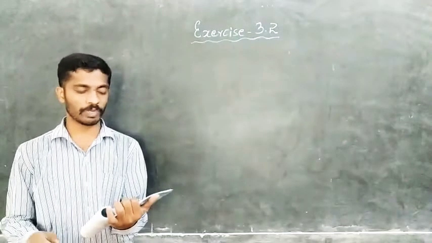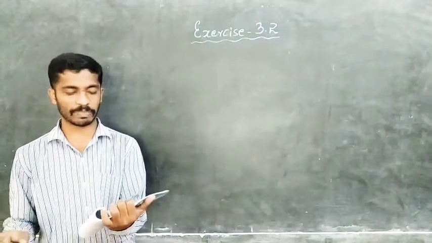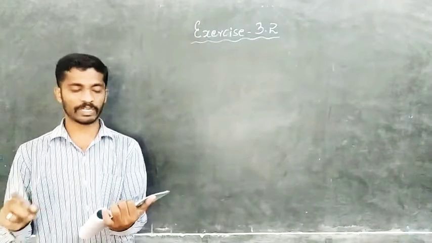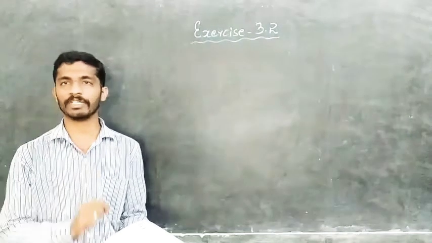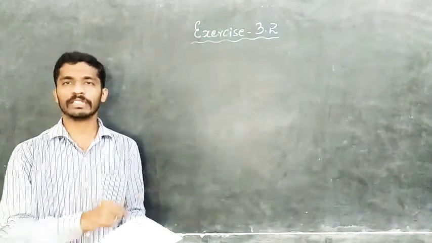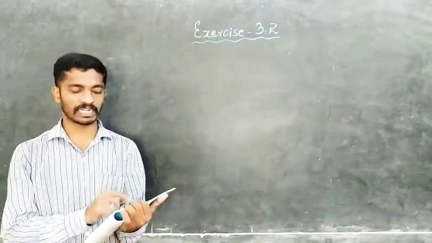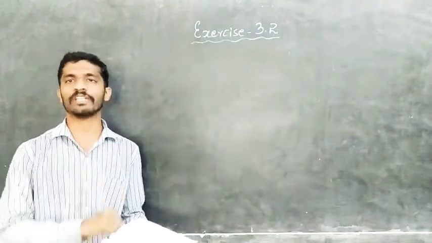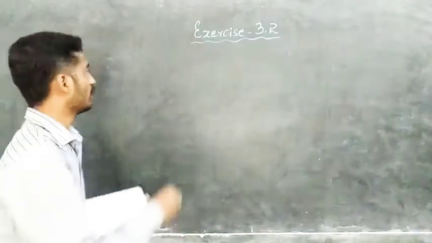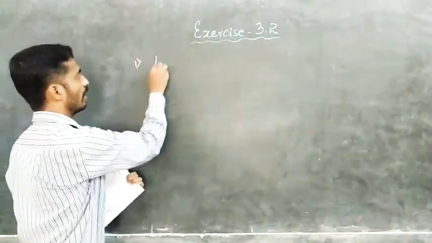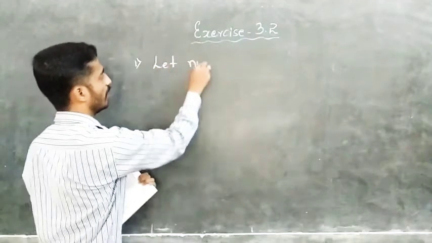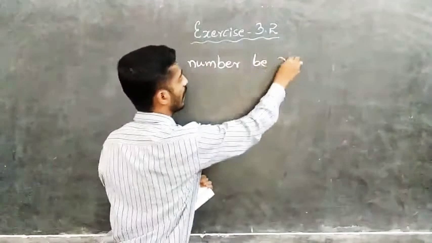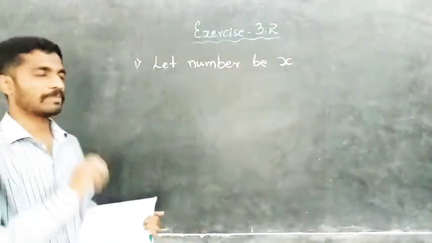If you subtract 1 by 2 from a number and multiply the result by 1 by 2, you get 1 by 8. What is the number? So here they didn't give the number, but they gave the next operations, subtraction and multiplication, and they gave the result. So you have to find that number. Let the number be x.